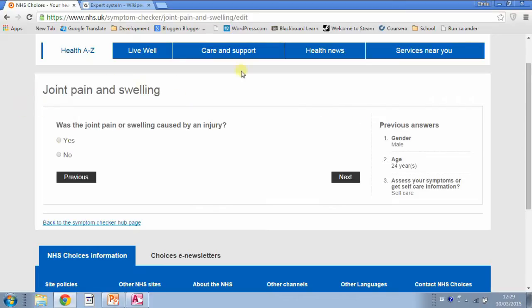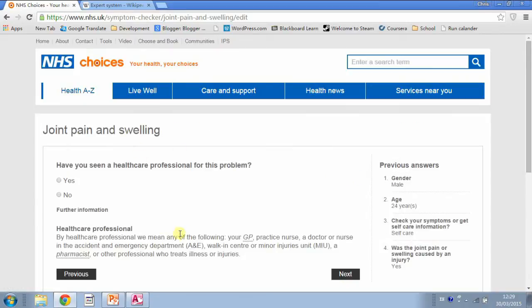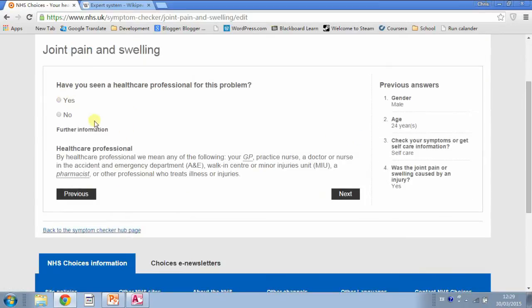So I've already gone a little bit into this and given it some information. And I've said that I have some joint pain and some swelling, possibly. So it's going to ask me some questions, and then it's going to tell me what I should do in response to my answers. So was the joint pain or swelling caused by an injury? Yes, it was. Have you seen a healthcare professional about the problem? No, sorry, I haven't yet.